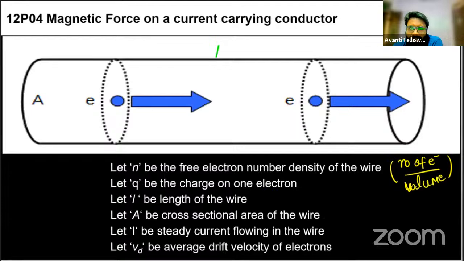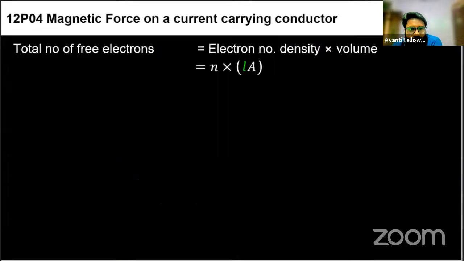Q is the charge on one electron. L is the length of the wire. A is the cross sectional area of the wire. This is L and this is I. I is the steady current flowing through the wire and vd is the average drift velocity of the electron. We have already talked about drift velocity in current electricity. Who is going to tell me what is drift velocity? Any one of you? Tell me in the comment box what drift velocity is.